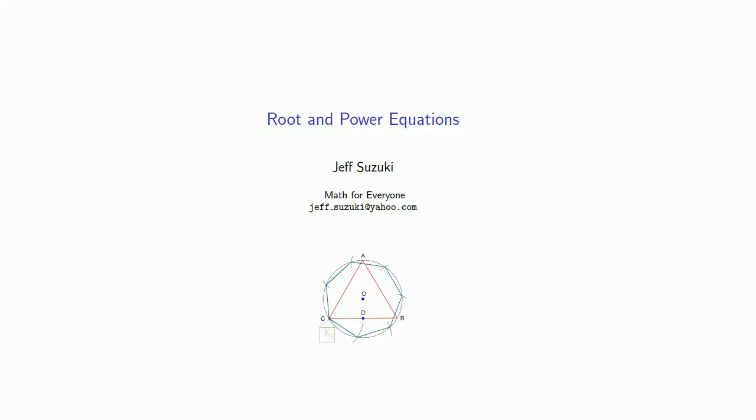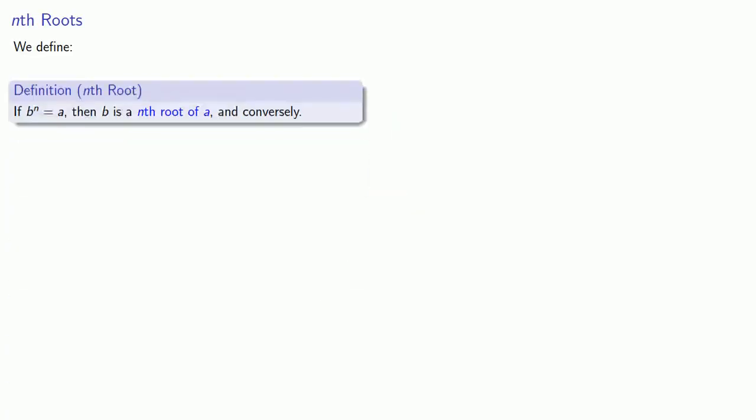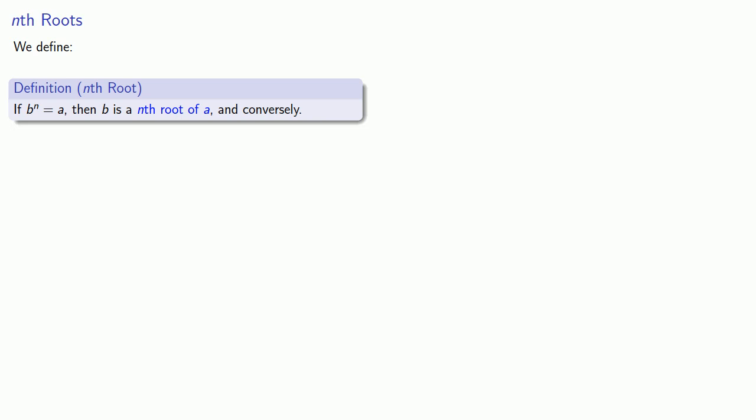One of the goals of algebra is to be able to solve every type of equation that exists. Well, we can't actually do that, but we can solve a variety of equations. And so after linear equations, the next important type of equation is a power or root equation. So we'll start with the following definition. If b to the power n equals a, then b is an nth root of a, and conversely.